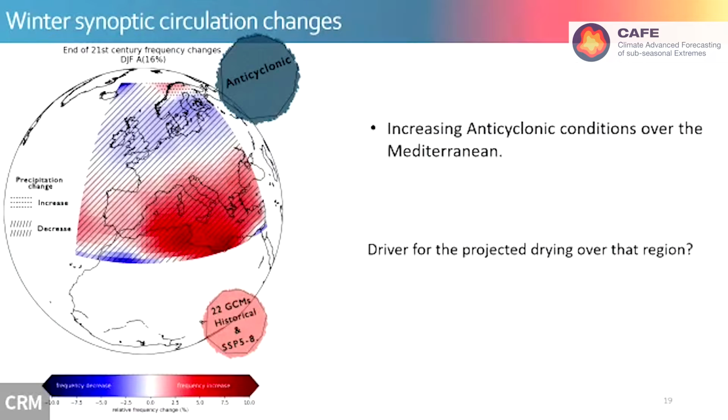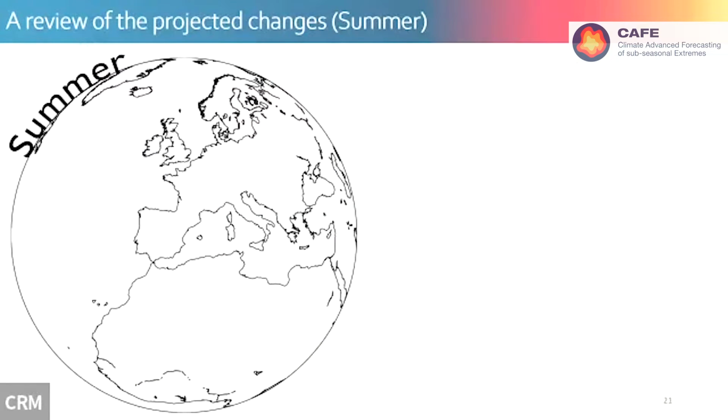However, if you see here, it seems like the anticyclonics are decreasing, but precipitation is also decreasing. So the relationship is not direct. So this deserves further investigation on how the circulations actually influence things like changes in precipitation. And then we take a look at the summer, and let's see what's happening in the summer.